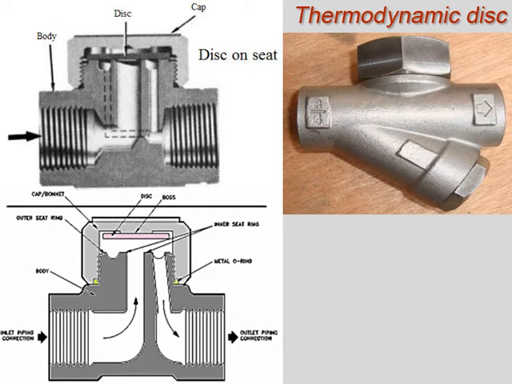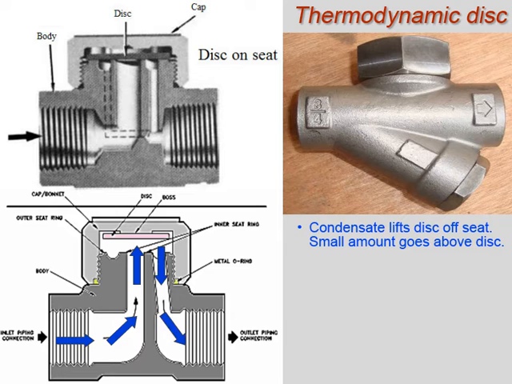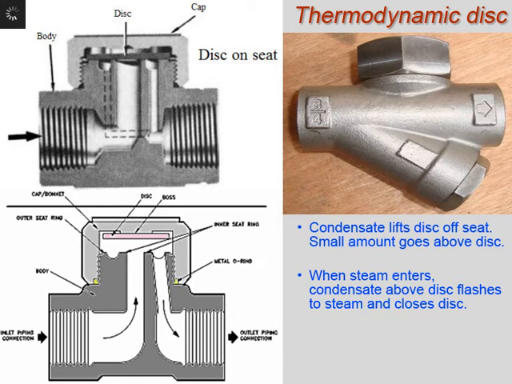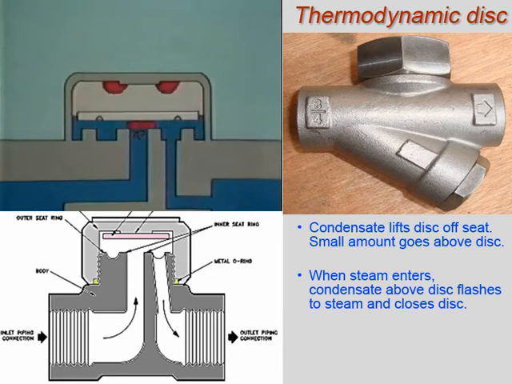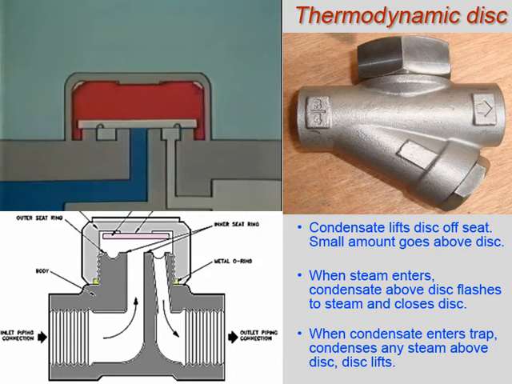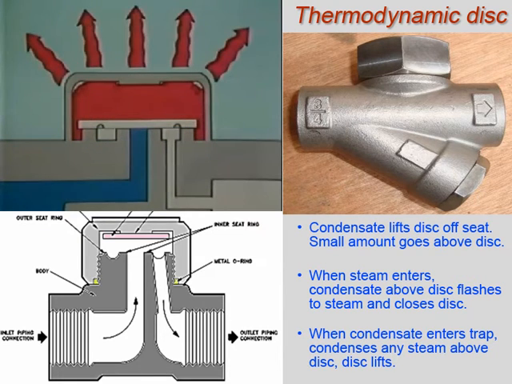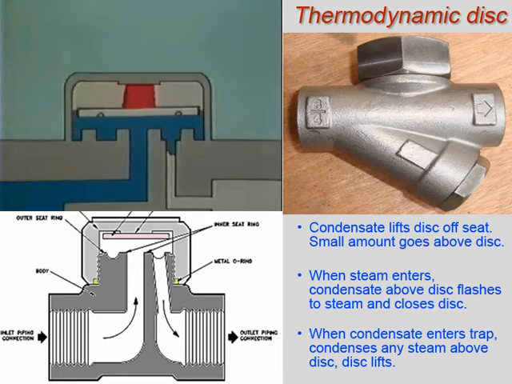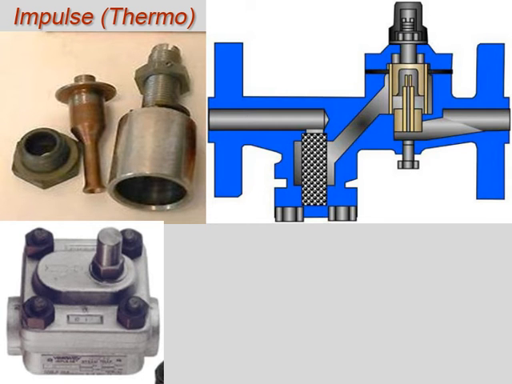In a thermodynamic disk trap, when condensate is present, the disk is pushed off the seat and condensate flows out. A small bit of hot condensate goes around the edges of the disk and above the disk. When steam is present, it heats up the disk, and the condensate above the disk vaporizes, shutting the valve. When condensate is again present, it cools the disk and the steam above the disk condenses, allowing the condensate to push the disk open.